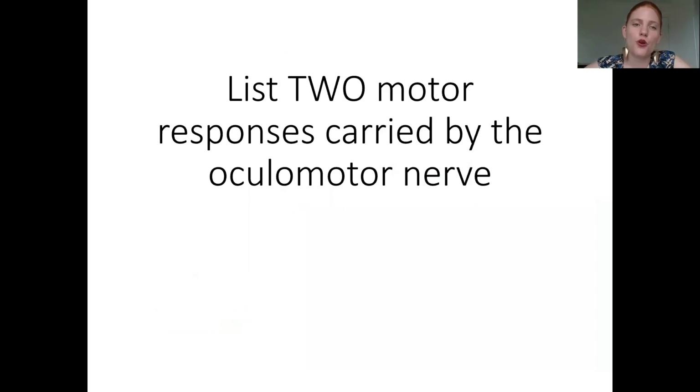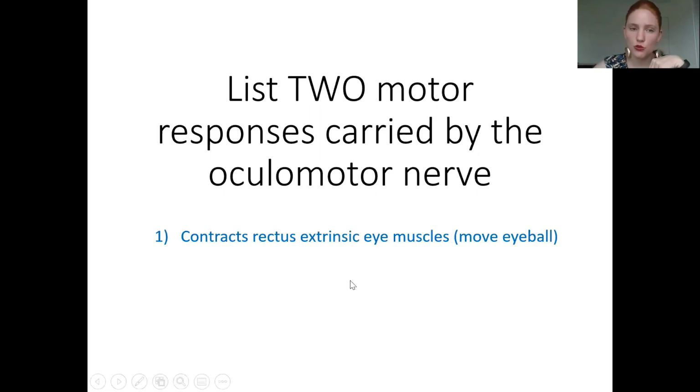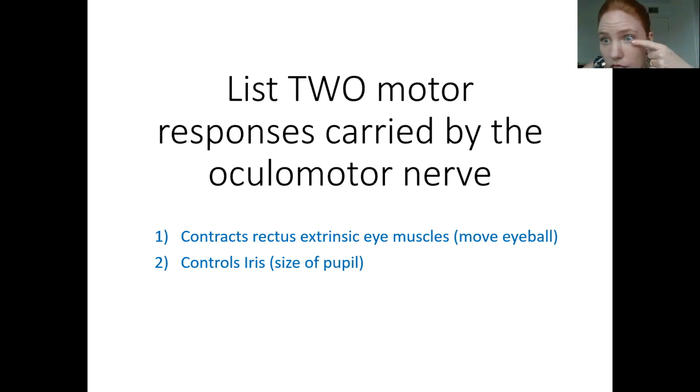Okay, so if we needed to list 2 motor responses carried out by the oculomotor nerve, what would that be? Okay, so 2 things. The first is it's going to control the rectus extrinsic eye muscles. Remember, those are all linear movements. So up, down, out, in, no rolling at all. And then the other thing that it controls is the size of the pupil, how much it constricts and dilates. The two motor responses carried out by the oculomotor nerve.